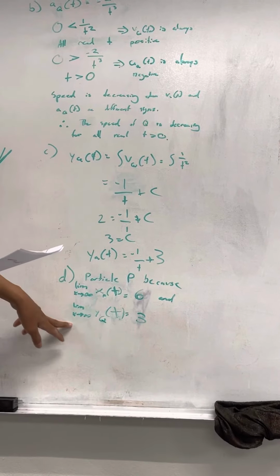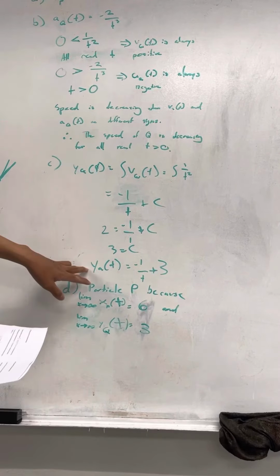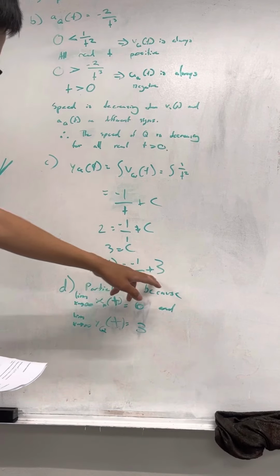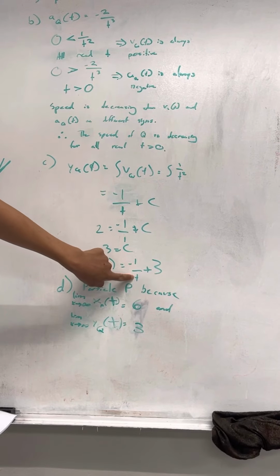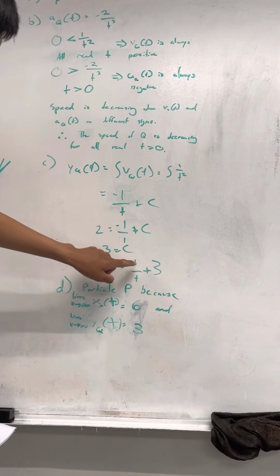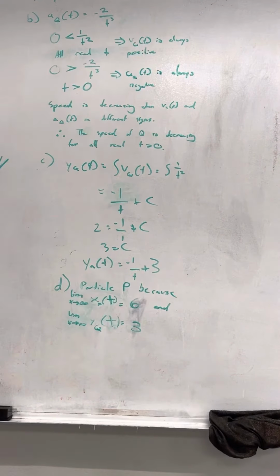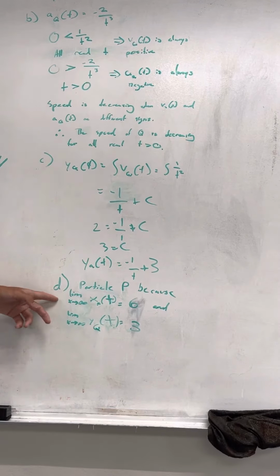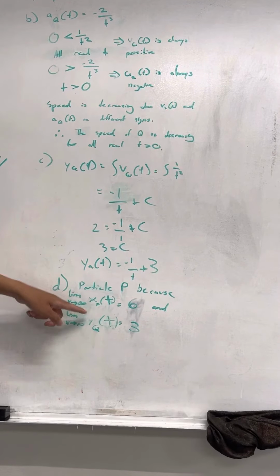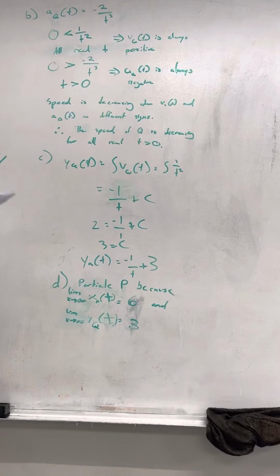And for particle q, which we found the position function for right here, if t becomes infinitely large, then this part right here, the negative 1 over t, becomes basically 0, which leaves you with 3. And so the higher number is 6, which is for particle p, so that means particle p will be further at infinity.